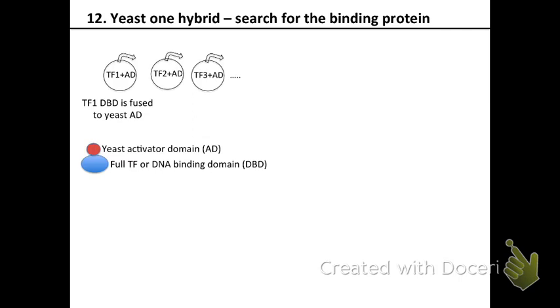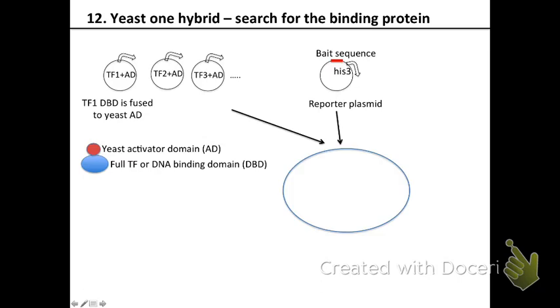So you take each of these plasmids and you transform it into the yeast that contain the reporter plasmid, right? And the reporter plasmid basically has your reporter here and then your sequence that you want to see which of these transcription factors are binding to, right? And we call this a bait sequence because we're going to use this bait to fish out the transcription factor that it binds. Does that make sense so far?